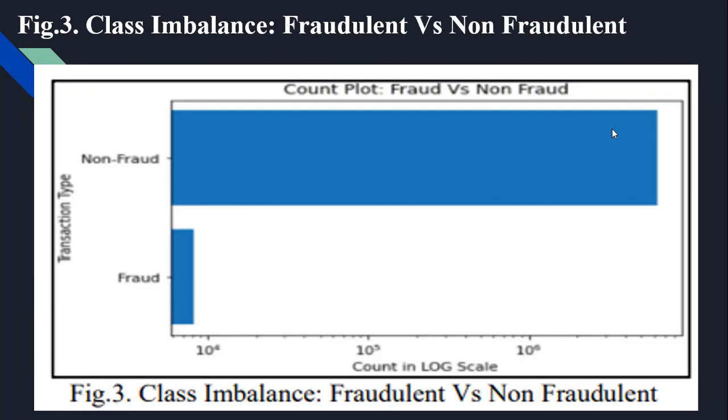And this is the graphical representation of fraud versus non-fraud. We have approximately 6 million transactions with us. Most of them are non-fraud, which is fine. And as we discussed before, there are approximately 8,000 fraudulent transactions among the 6 million transactions. This is the graphical representation I have taken and implemented.